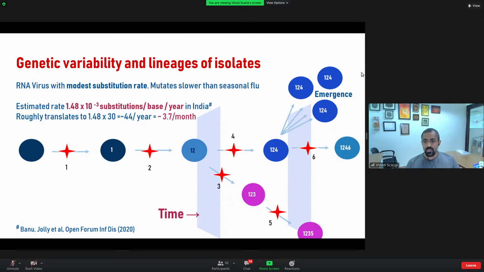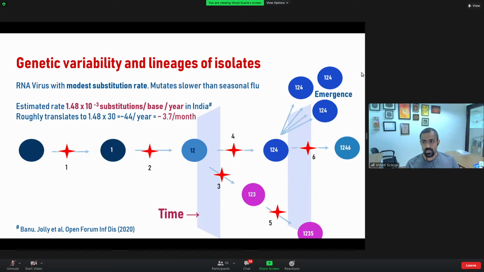Now, typically, since the mutations occur at a very constant rate, at any point in time, you expect to have equal proportions of all lineages, but that's not what you generally see. You generally see quite a large distribution of a particular lineage.